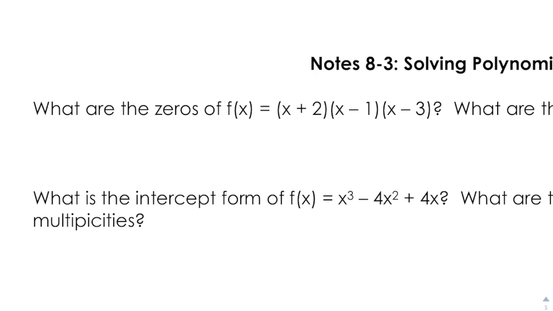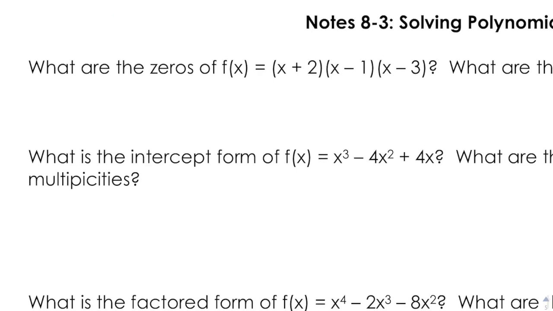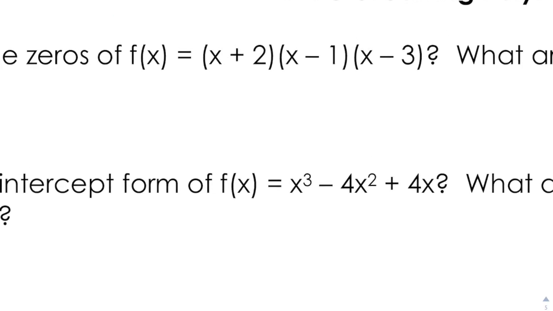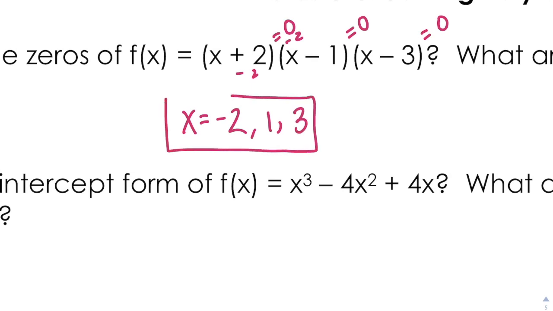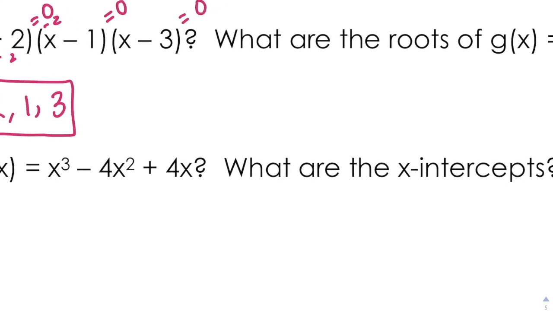You didn't have to write that down. So if I ask you, what are the zeros? Well, this is already factored for you. So if I set that piece equal to 0 and that piece equal to 0 and that piece equal to 0, over here, x plus 2, subtract 2, x could be -2. For this piece, I would add 1, so x could be +1. And for this piece, add 3, and x could be 3. And that's how you find the zeros. It's nice when it's already factored.